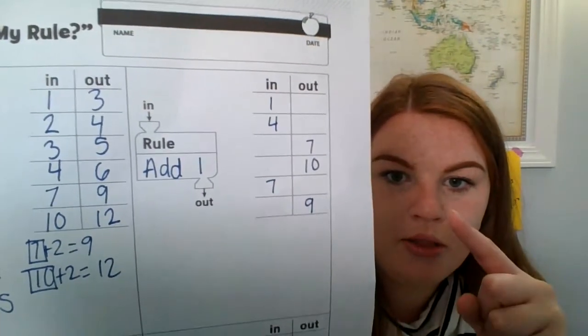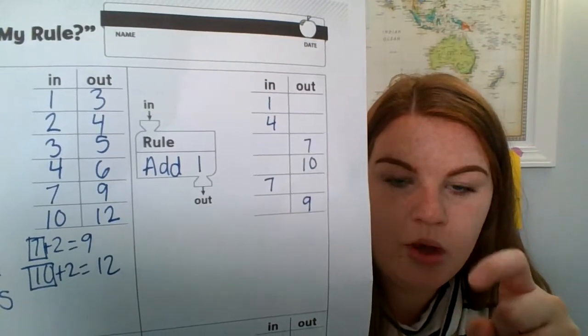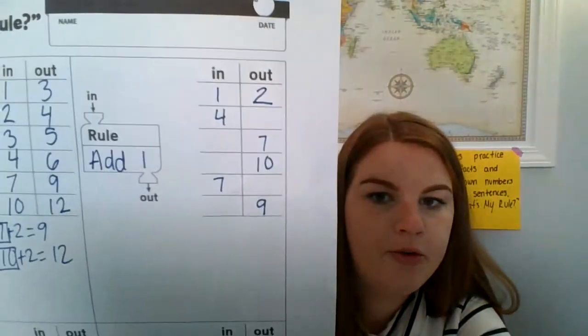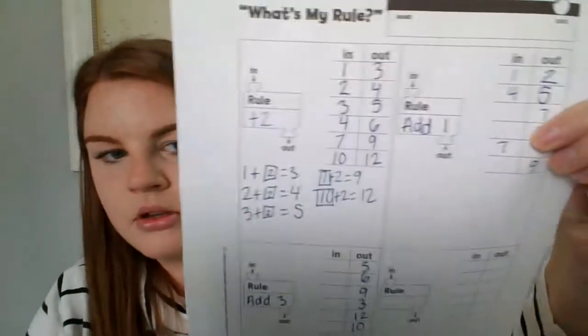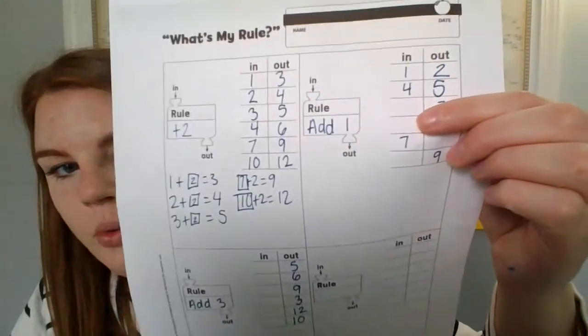So if we put the number 1 in and we add 1, we know that what would come out would be the number 2. It just got 1 bigger. And then if we put in the number 4 and we add 1, we would get the answer of 5. But now we have the ones that come out. So we want to know what went in.